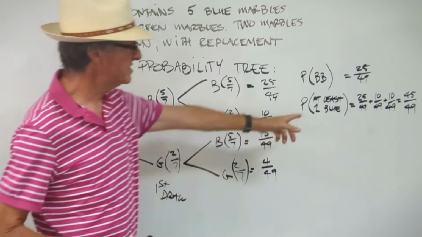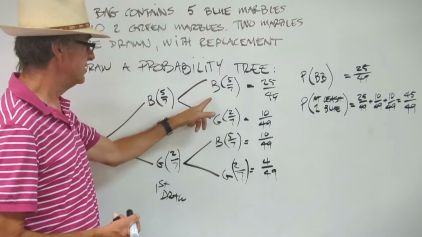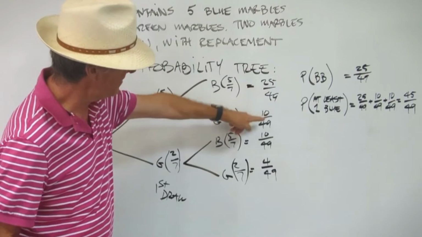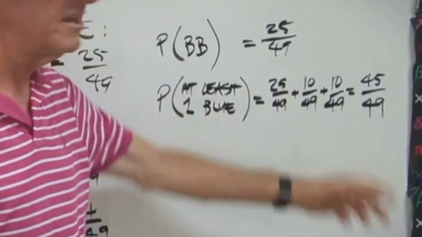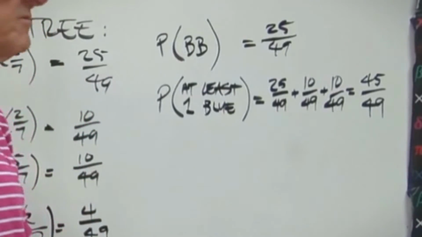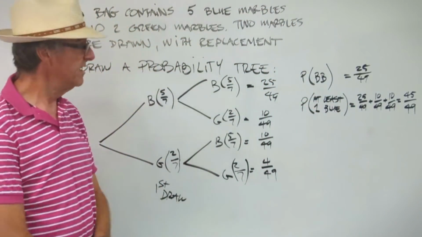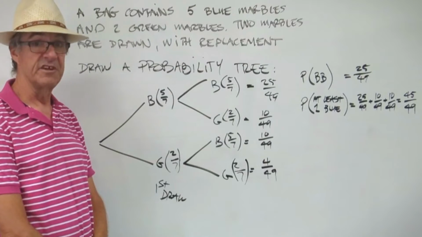So let's take a look at this second one, at least one blue. There's three ways to get that. There's blue-blue, blue-green, and green-blue. So what I've done is I've taken these three probabilities, 25, 10, and 10, all over 49, added them together, and I have 45 over 49. Now there's a shorter way to get this one. Take a look and see if you can figure that out.